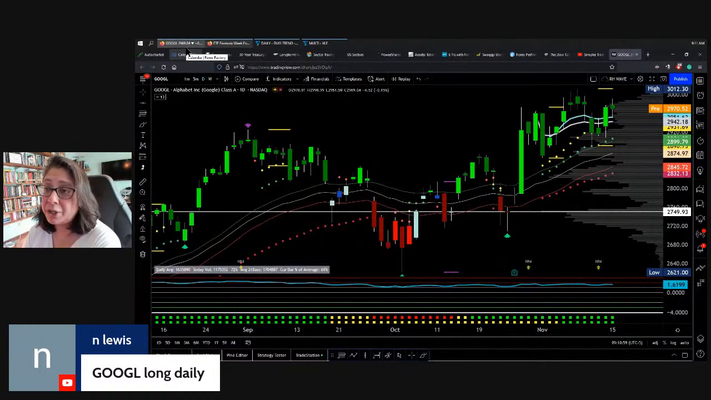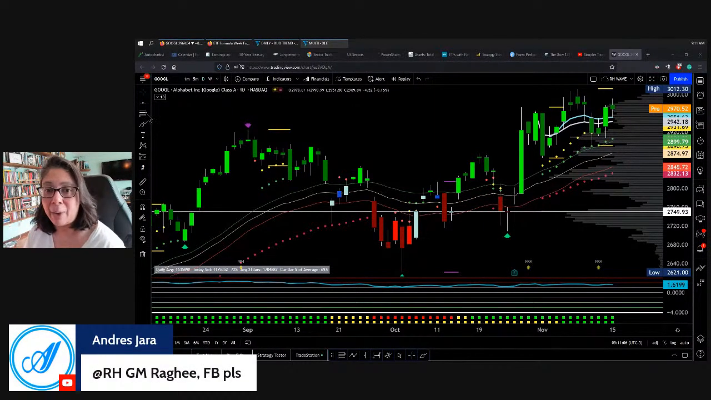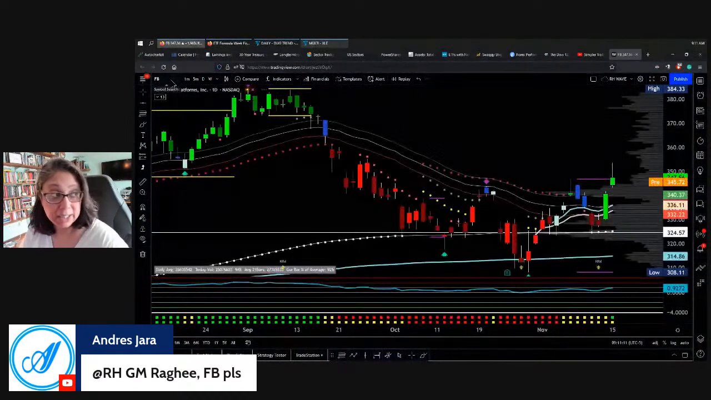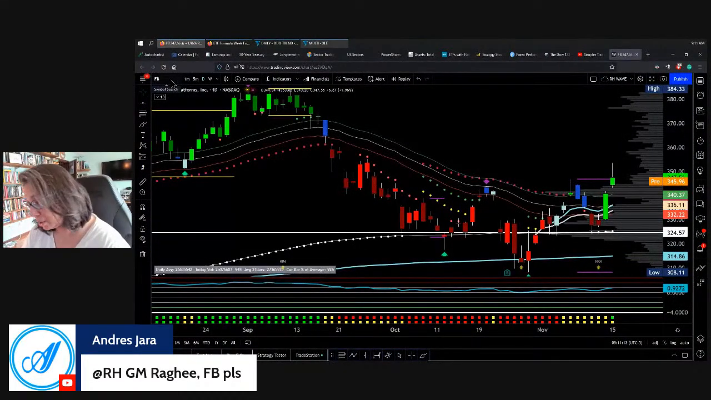Google, love the structure. Dip buys, 21 EMA. I'm down with that. I'm fine with that. Google is probably one of the better corners of the XLC ETF. And of course, Google is weighted with the S&P and the NASDAQ and so forth.